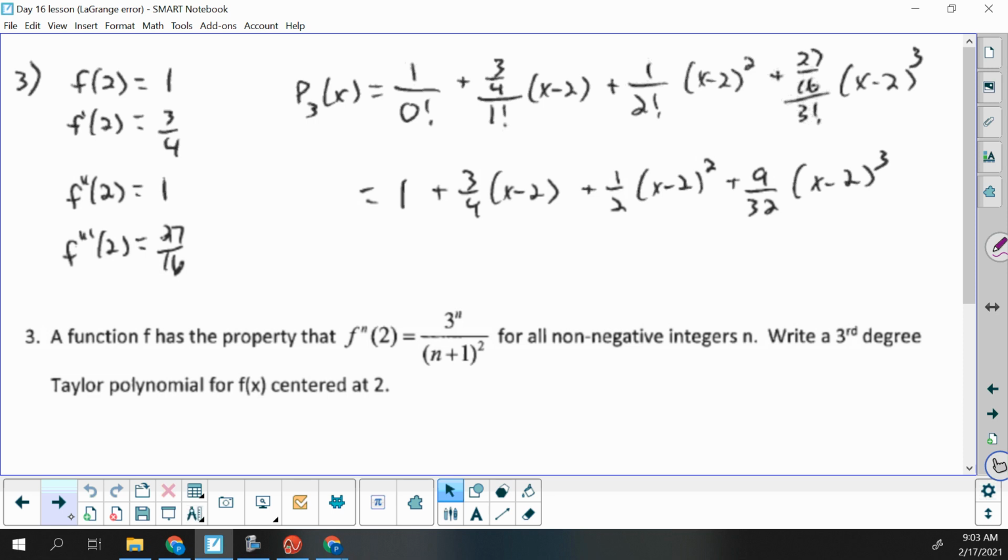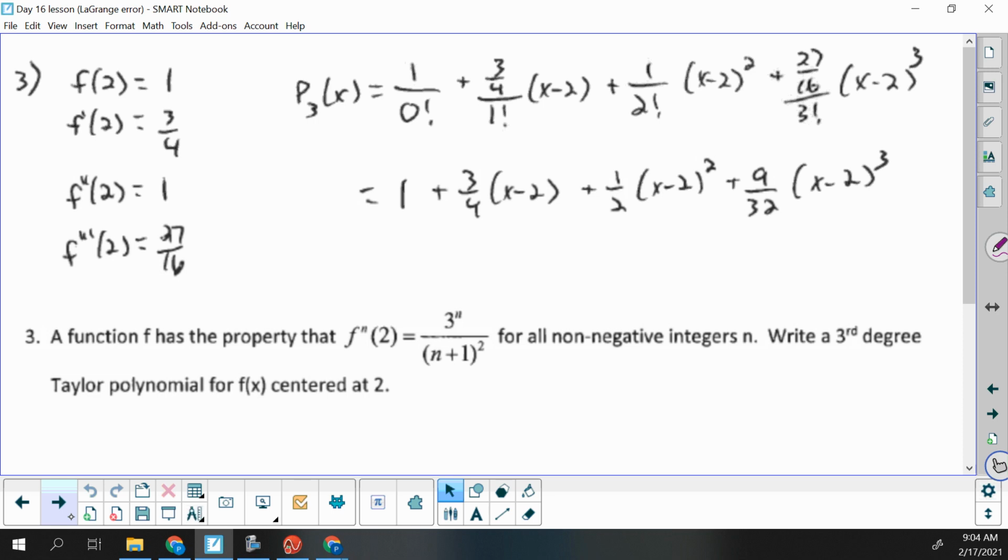They give us an equation to find our derivatives for any value of n, and it's non-negative. That means we could use it for 0 also. So put in 0 for n to find your original value, you get back 1. Put in 1 to get your first derivative at x equals 2, you get 3/4. Put in 2 to get your second derivative, you get 1, and put in 3 to get your third derivative, you get 27/16. And we stopped there because they wanted a third degree.